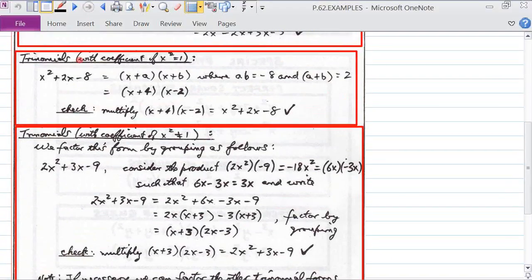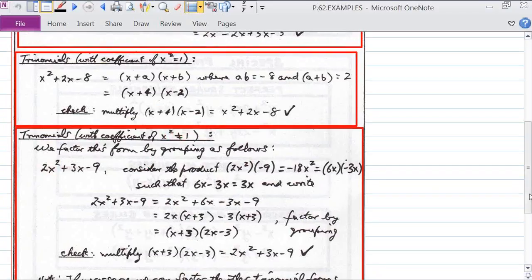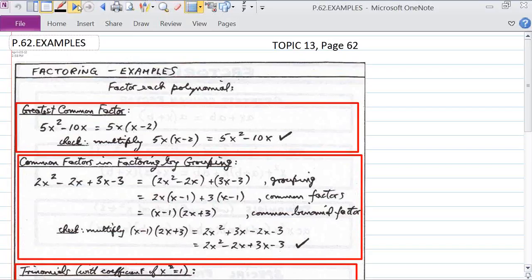And the first trinomial that we're going to look at is one of a type where the coefficient of x squared equals 1. So we're going to factor this one. Coefficient of x squared is 1. And then we're going to look at trinomials where the coefficient of x squared does not equal 1. We're going to factor this one. Here you can see the coefficient of x squared is 2. And so this fulfills the requirement that the coefficient of x squared doesn't equal 1. So we're going to look at these two cases.